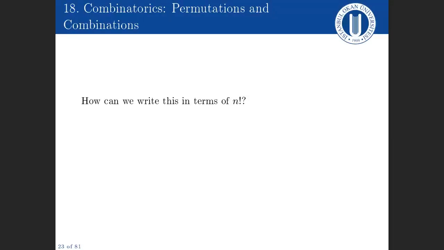How can we write this in terms of n factorial? So we have 12, or 4 multiplied by 3. Note that that's the same as 4 multiplied by 3 multiplied by 2 multiplied by 1 divided by 2 multiplied by 1. Because, of course, the 2 and the 1, we could cancel top and bottom. So we can think of 12 as 4 factorial divided by 2 factorial.